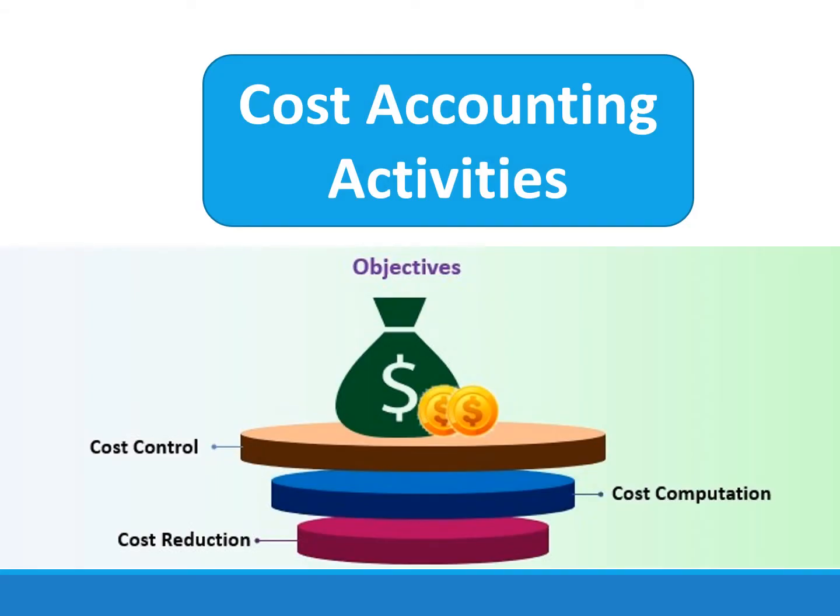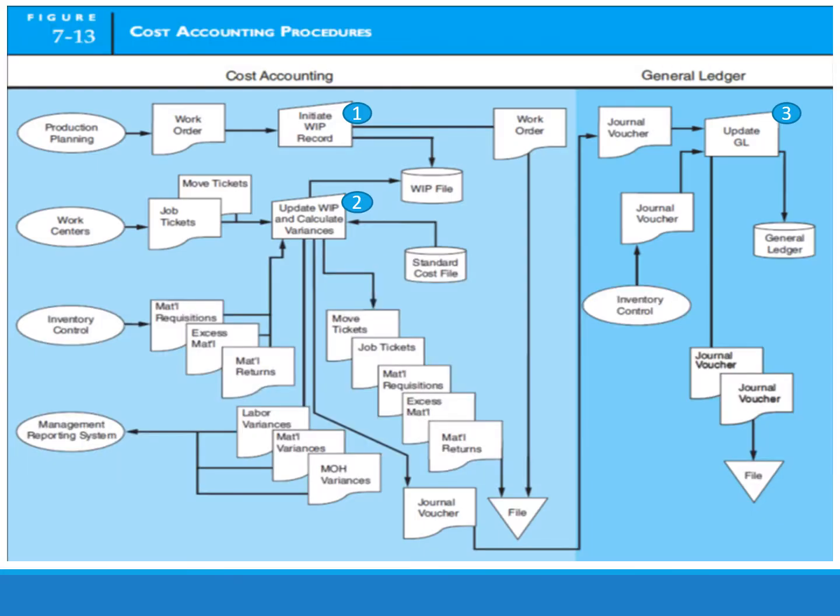Cost accounting activities, we will talk in detail. Just now we talked in general about cost accounting along with other activities. Here we will talk about the cost accounting activities in detail. The main objectives of cost accounting are first to control the cost, then cost computation, and then reduction of the cost. Here we will talk about the cost accounting procedures. As we say, here we have two main departments, cost accounting and the general ledger. The starting process here is the initial work-in-process record, updating the work-in-process, and calculating the variance.